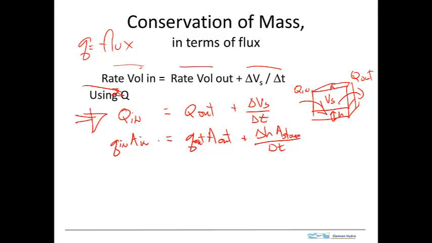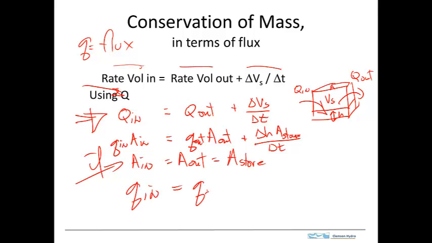Okay, so fair enough, that should be straightforward. Now, if we have a special case where the area through which the flux is coming in is equal to the area through which the flux is going out, and that's equal to this area of storage, if that's true, then all the A's are equal and they cancel out. So if this is true, then we have this: the flux in equals the flux out plus the change of water depth with time.